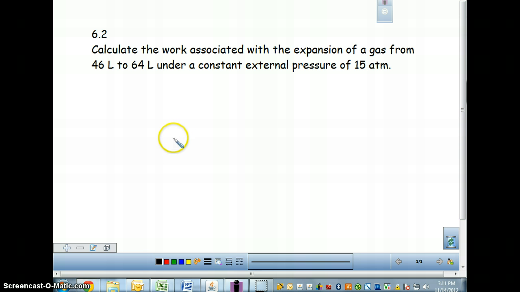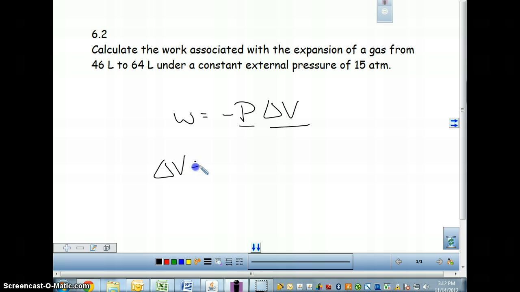For this kind of calculation, we need the equation for work equaling negative P delta V. The pressure is constant, the volume is changing. We need to figure out what our delta V is. Delta V is quite simply our V final minus V initial. Delta is the change in.